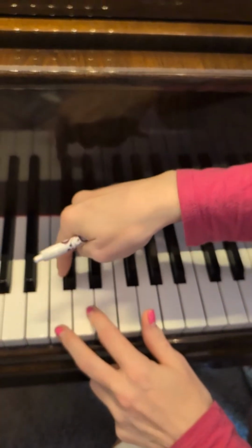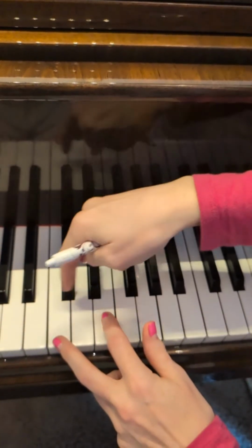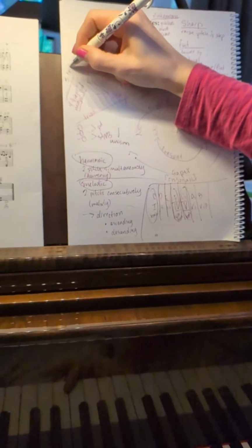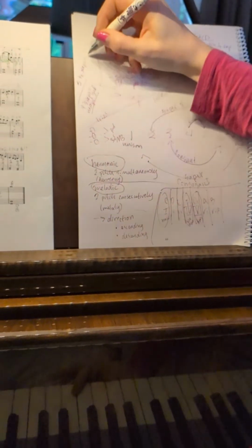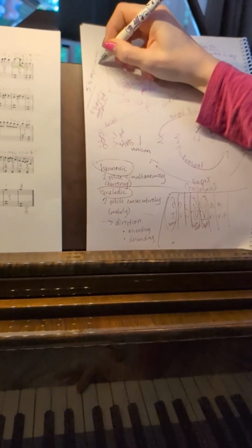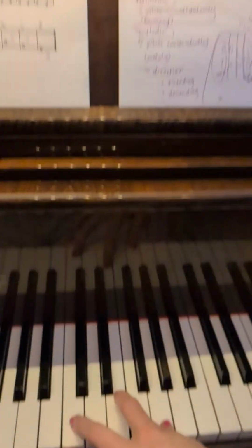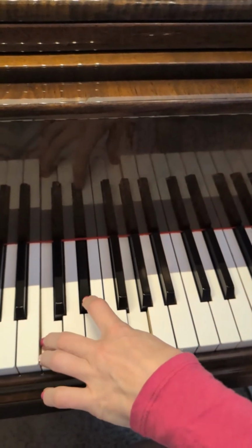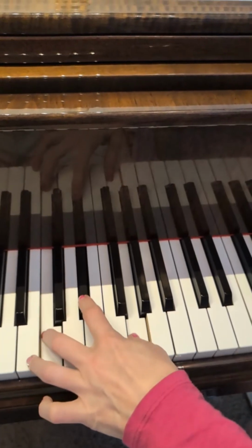Did I write that right? 1, 2, 3, 4 versus 1, 2, 3 half steps is a minor third. And you can hear the difference in the way they sound, can't you? Most people will say a major chord sounds happy and a minor chord sounds sad, or bright versus dark.